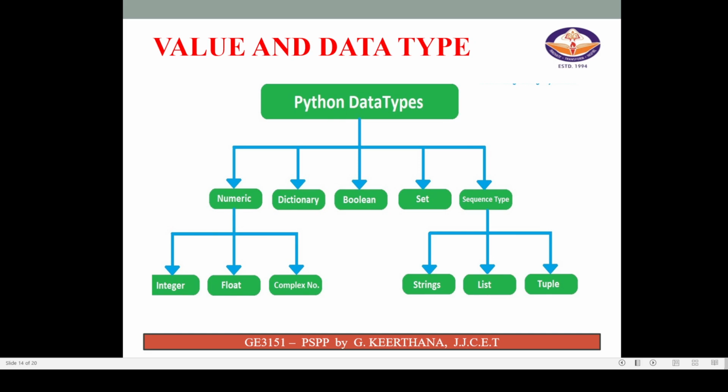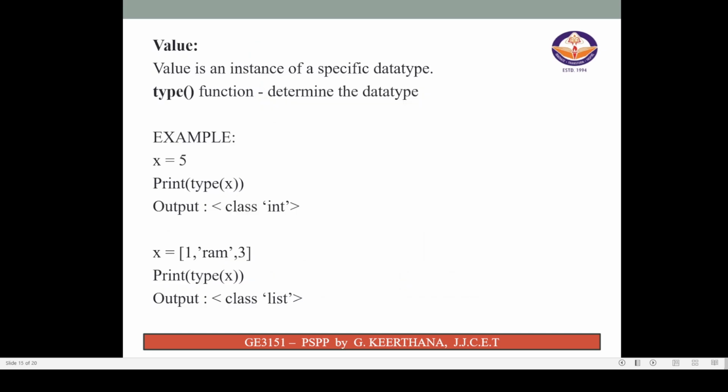Value. Value is an instance of a specific data type. The type function is used to determine the data type. Example: x = 5, print(type(x)). 5 is an integer data type. Hence, the output will display the class int. x = [1, 2, 3]. print(type(x)). Here, x is a list data type. Hence, the output will display the class list.